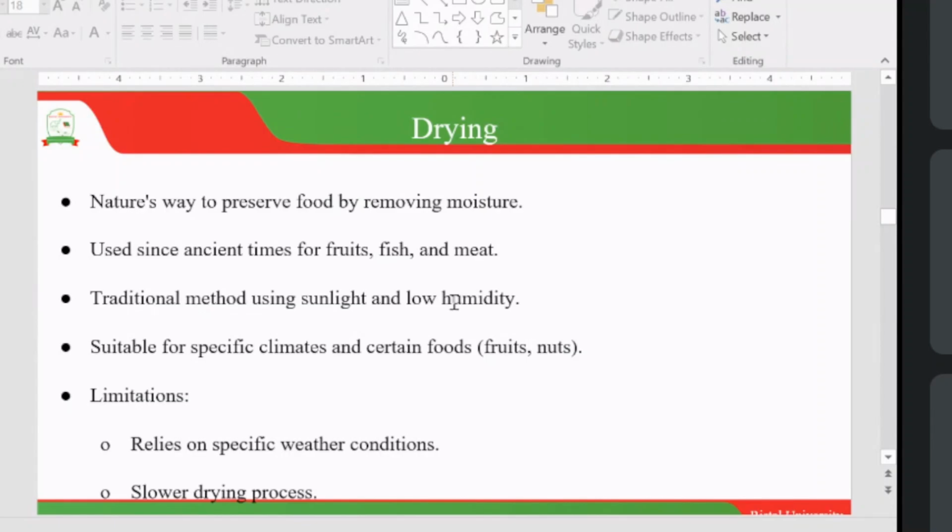And we are saying it is a traditional method using sunlight and also low humidity. And we are saying this is suitable for specific climates and certain foods, such as the fruits, nuts, and the like. The limitation, we are saying, is that this relies on specific weather conditions.